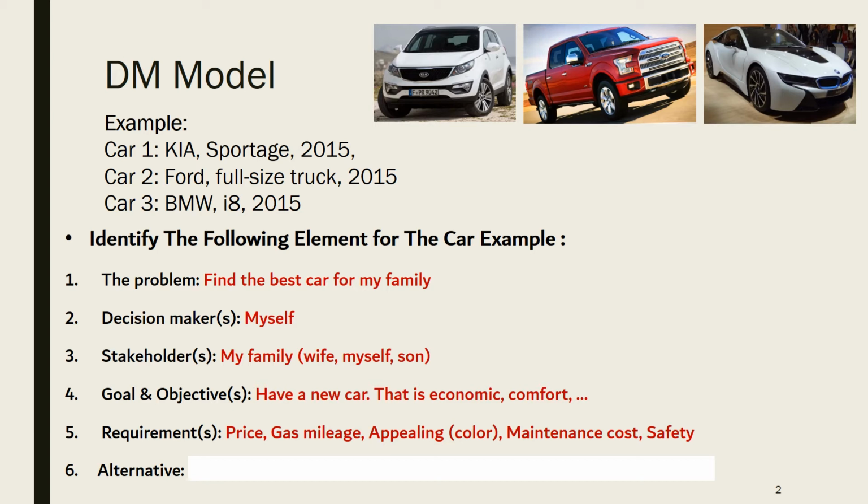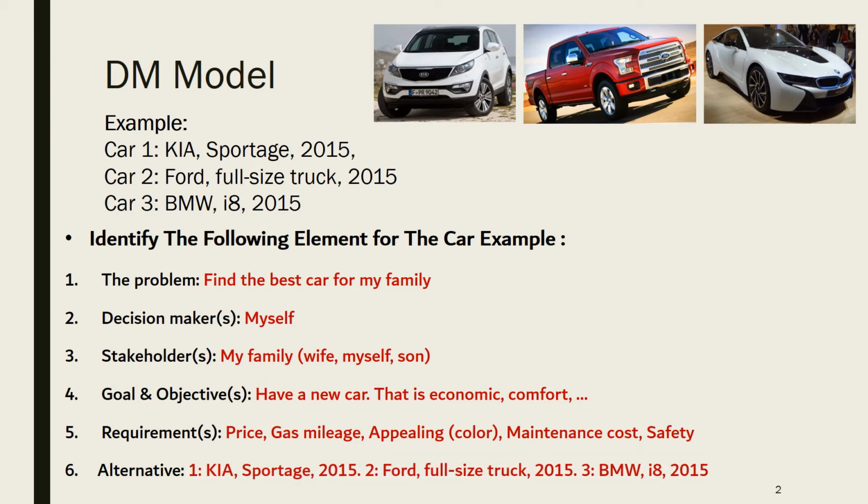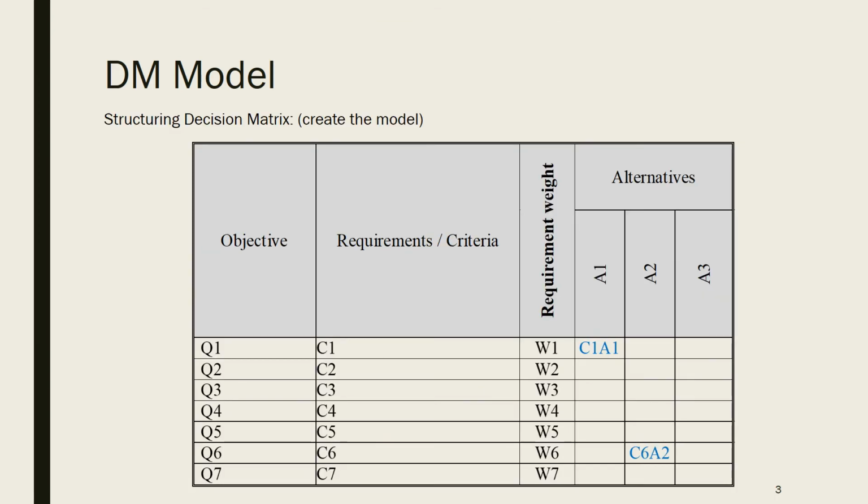And finally, what are the feasible solutions or different options that I have for this car? Those are the alternatives: the Kia Sportage, the full-size Ford truck, or the BMW i8. Based on that, I can build my model or my matrix in Microsoft Excel. So this is basically how the model will look.